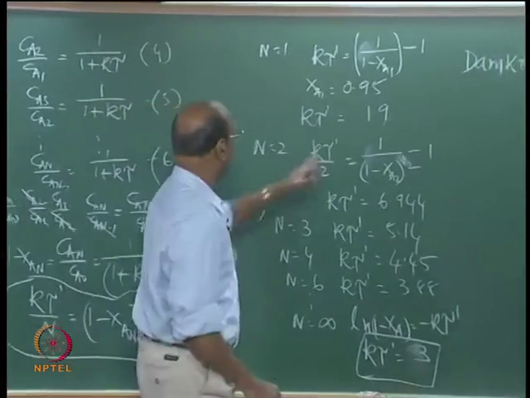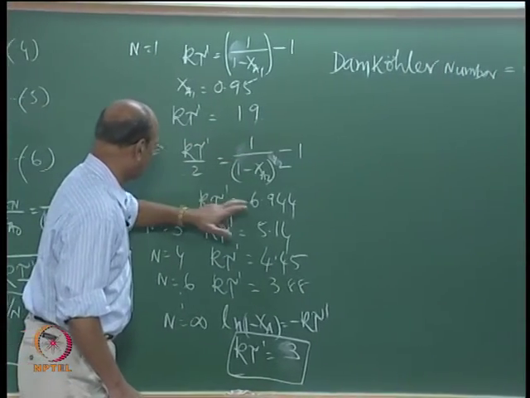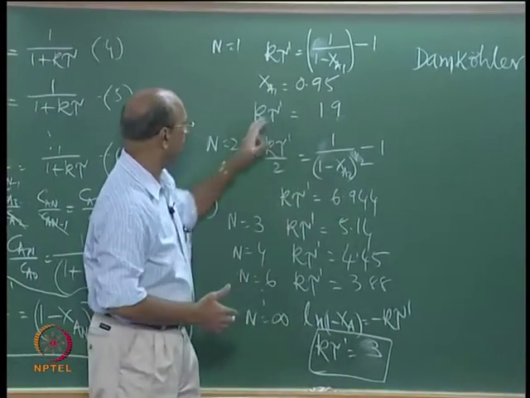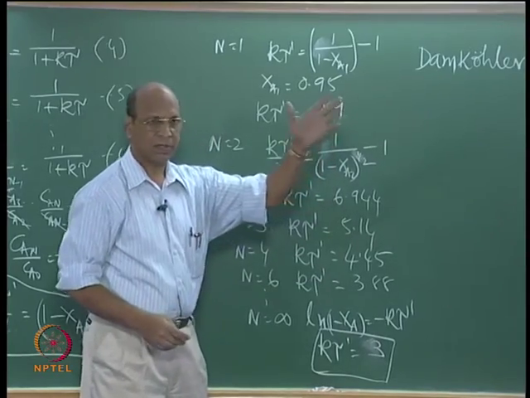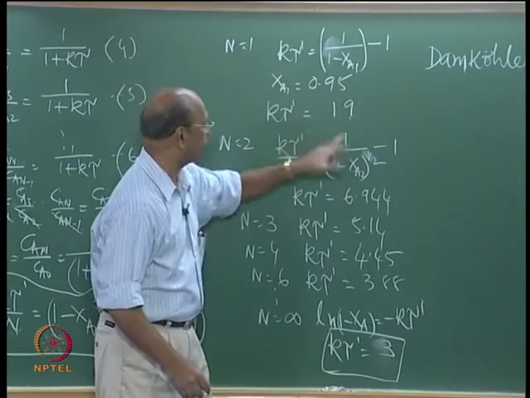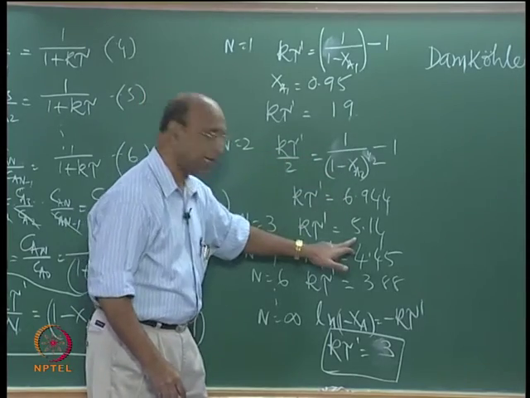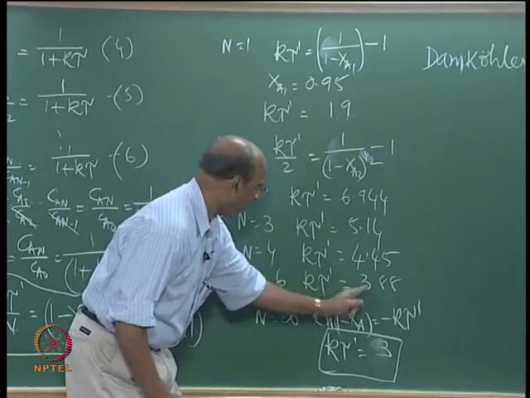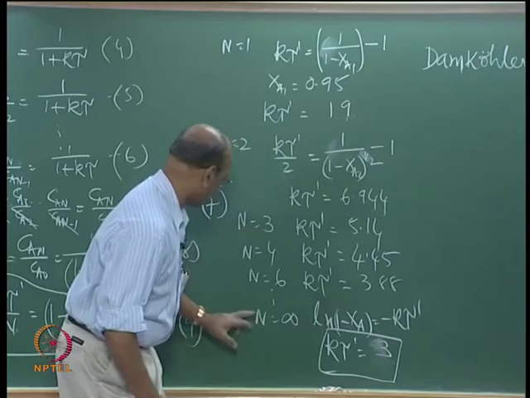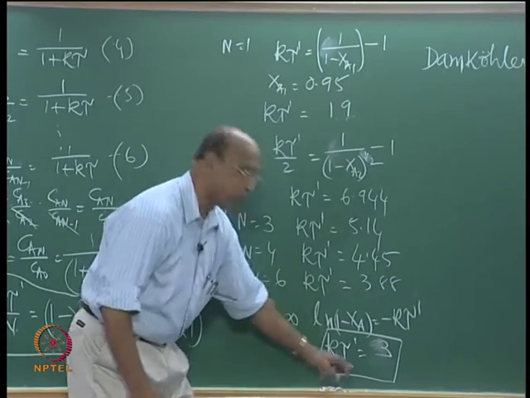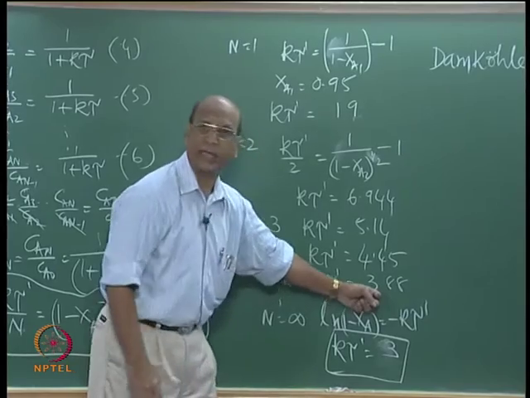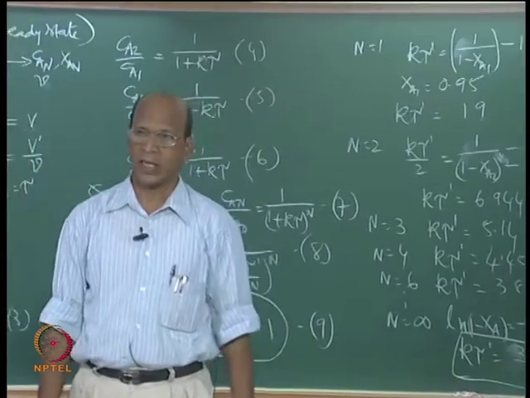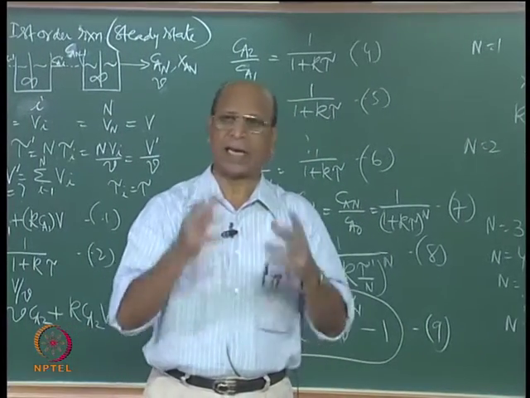Now, the reason why from 19 to second reactor 6.9, there is a steep fall. If I plot k tau versus n, this is a steep fall from 1 to 2, from 2 to 3 not much, from 3 to 4 not much. You see here, after 6, I have to go to infinity. After 6 is almost 3.88 total, and for infinite number also we have almost 3. Okay? So, that is why the first reactor has tremendous effect.